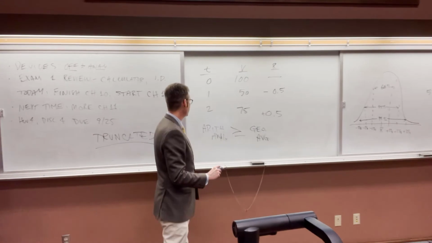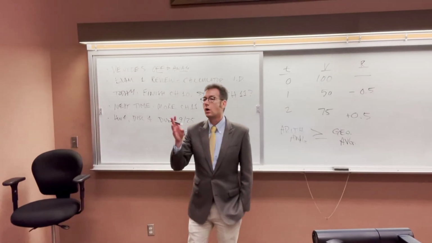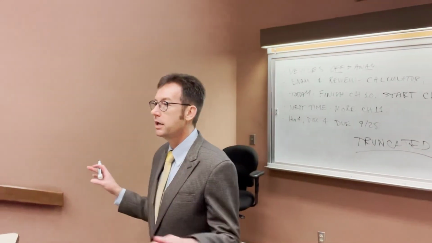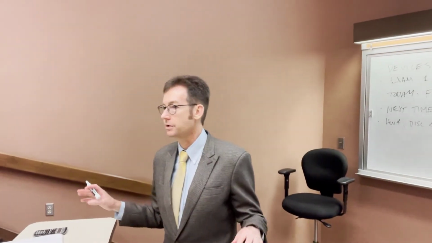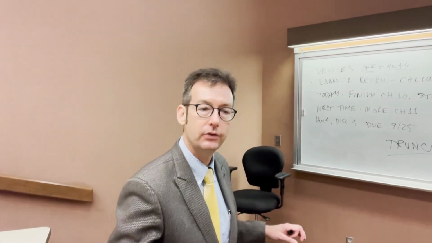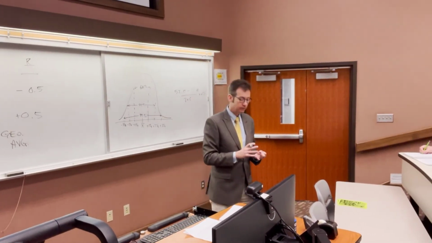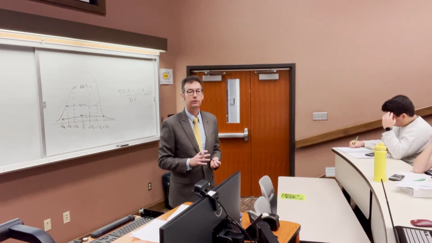Now, how could it be equal? What if we had no change whatsoever? So the standard deviation is 0. This thing is just constantly at the same return. That's the only time that you would have the arithmetic average and the geometric average being the same.